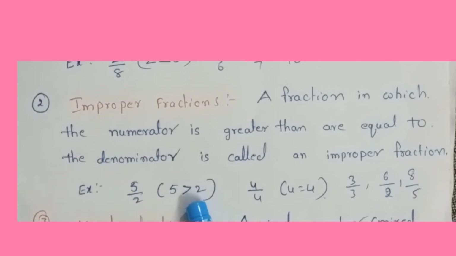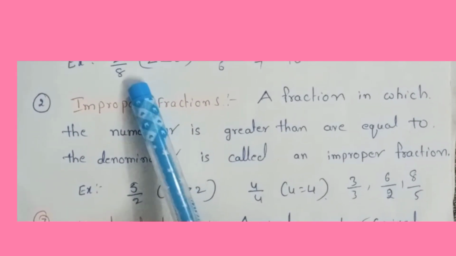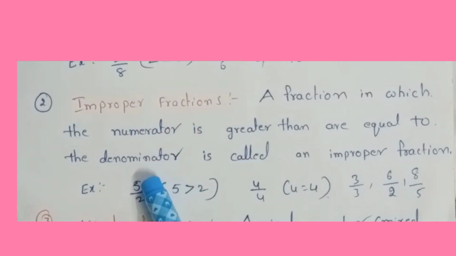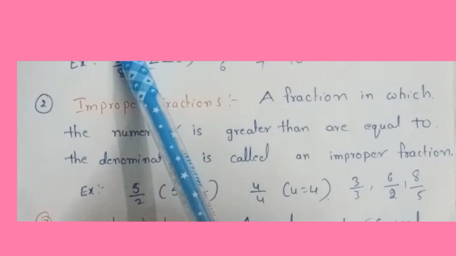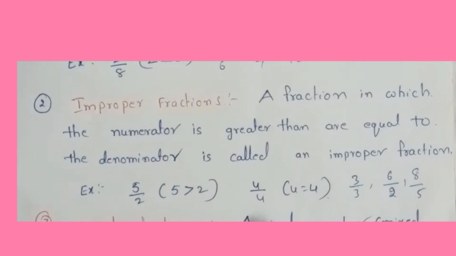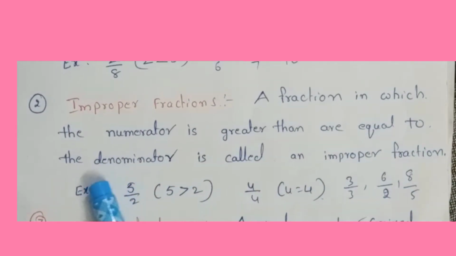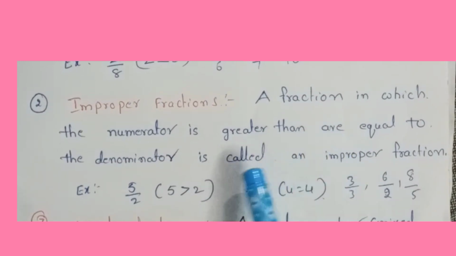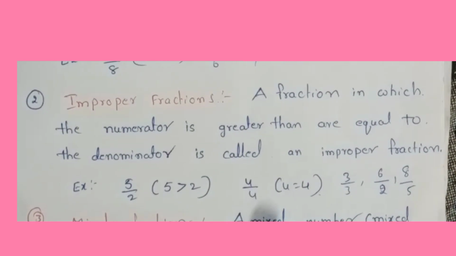5 is greater than 2. Here 2 is smaller than 8. This is opposite. Here numerator is the bigger than denominator. Here numerator is smaller than denominator. So a fraction whose numerator and denominator are equal is also called an improper fraction.